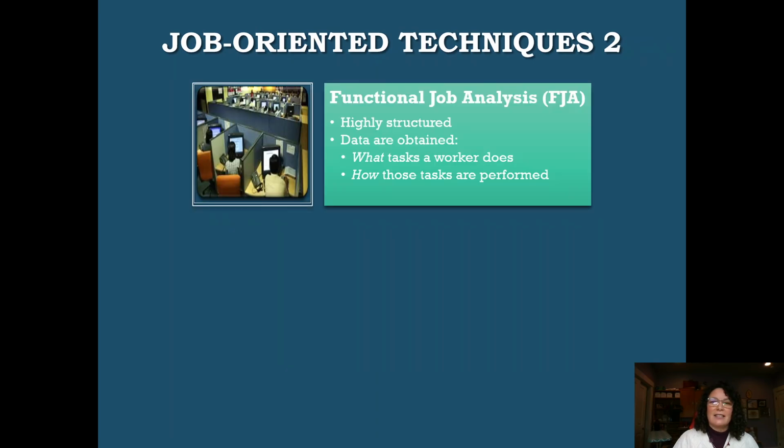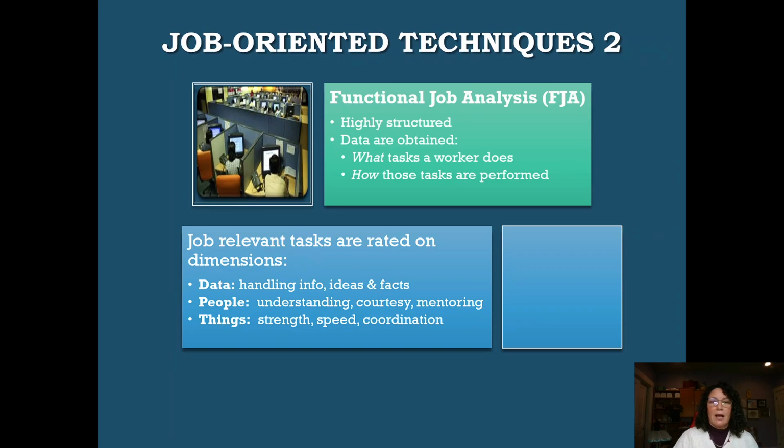Job-oriented techniques, part 2: we will talk about functional job analysis. Okay, so we're still analyzing the job itself, and so this is still task, job-oriented. This is a highly structured approach. Industrial psychology loves a good structured approach. So in this functional job analysis, we obtain data about what a worker does and how the tasks are performed.